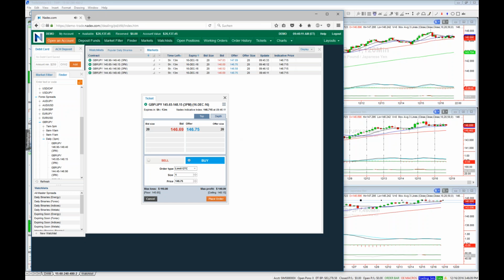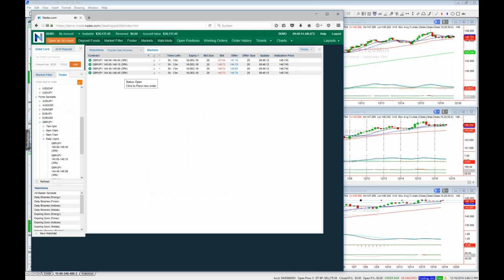Now let's have a look at another one and think why this might not be an option as good. We're trading at 146.72. Why not trade this one here?